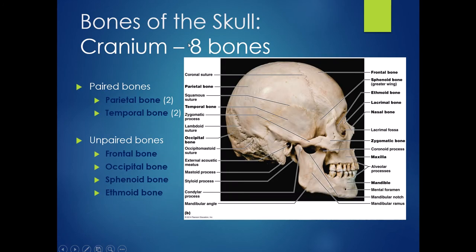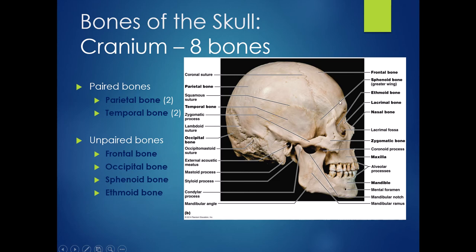And the skull is actually two parts. There's the cranium, which encases your brain, and then there's all the facial bones that make up your facial architecture. There are 8 bones in the cranium. 2 of them are paired, so you have a right and left parietal bone that make up the tops of the skull, and then a right and left temporal bone that make up the sides of the skull. The rest of the cranial bones are unpaired.